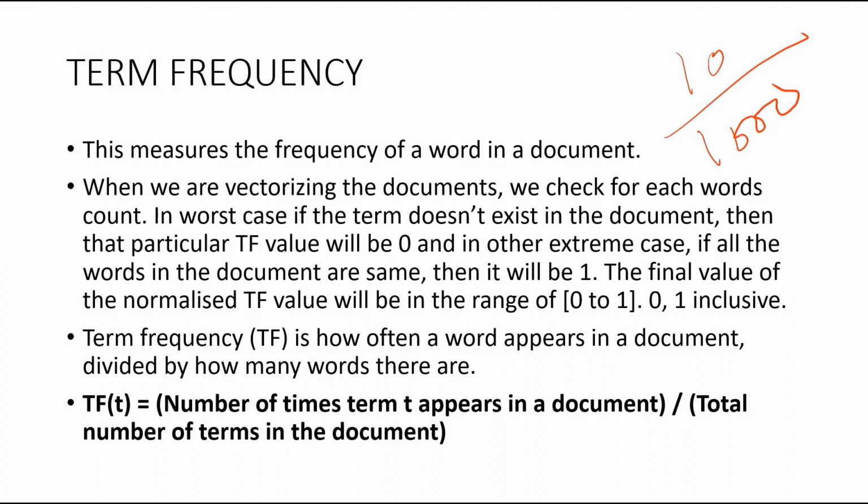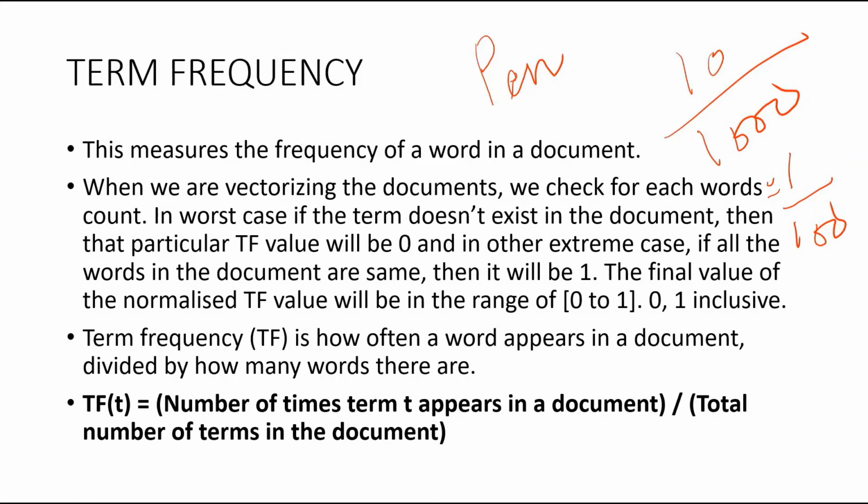What is 10 here? For example, you are calculating the term frequency of the word pen, P-E-N, in the document. The number of times the word pen comes in the document is 10. The total number of terms in the document is 1,000. Then what is the term frequency? It is 10 by 1,000, which is equal to 1 by 100. This is the way you calculate it.